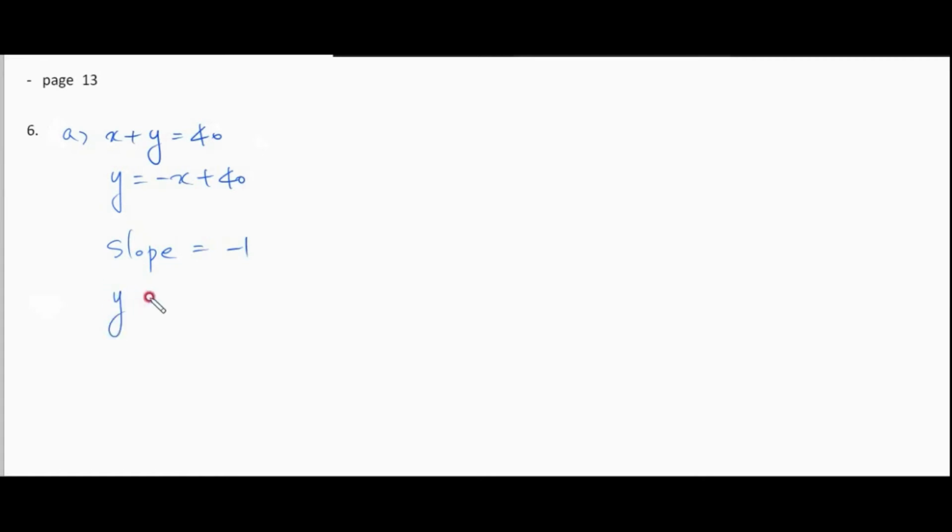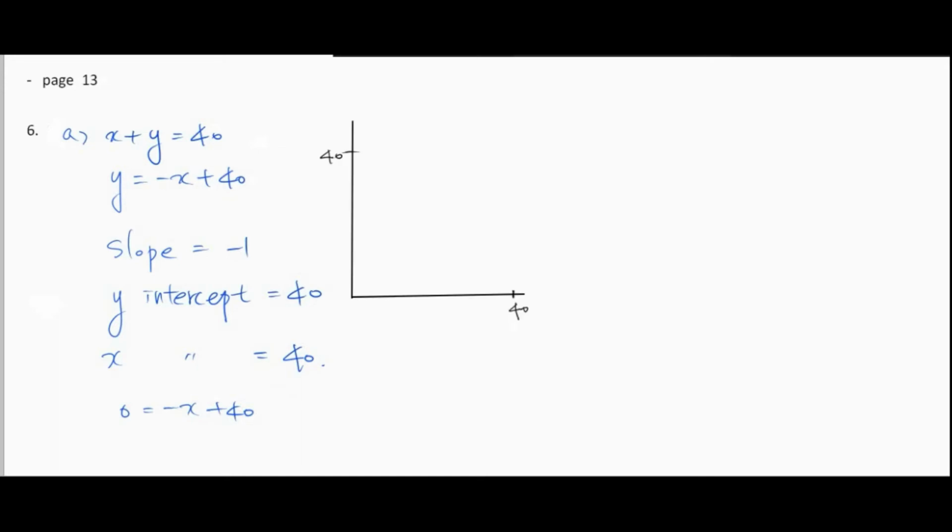And right here, we can also know the y-intercept, which is plus 40. And also, we can know the x-intercept from here. The x-intercept is the point where y equals 0, so 0 equals minus x plus 40, so the x-intercept is also 40. Now here's a picture, 40 and 40, connecting those two. This will be the graph of A.